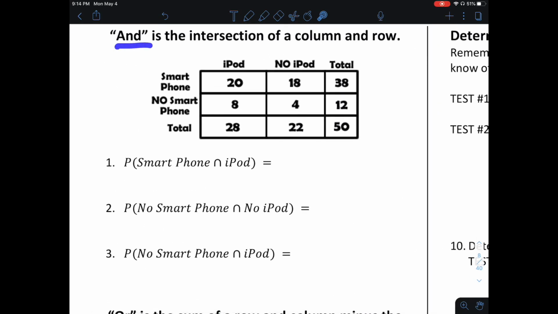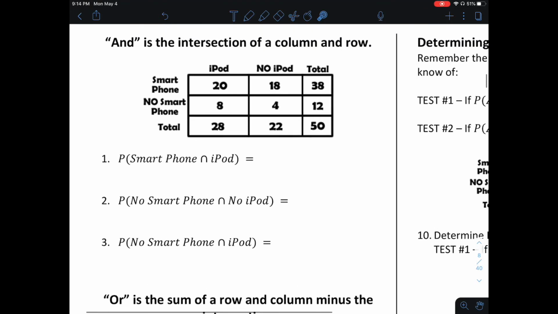All right, emphasizing the "and" again. "And" is the intersection of a row and a column. What's the probability that someone has a smartphone and an iPod? So here's iPod, here's a smartphone. So the intersection of that is 20, and that's out of a total of 50 people.